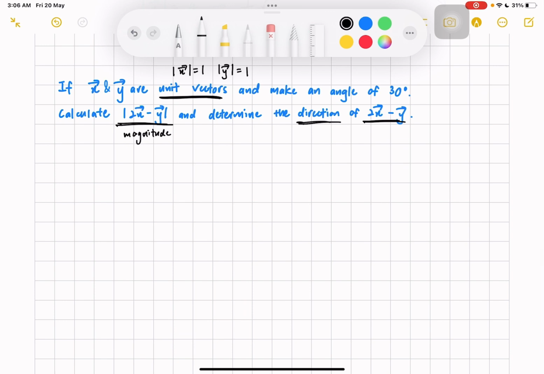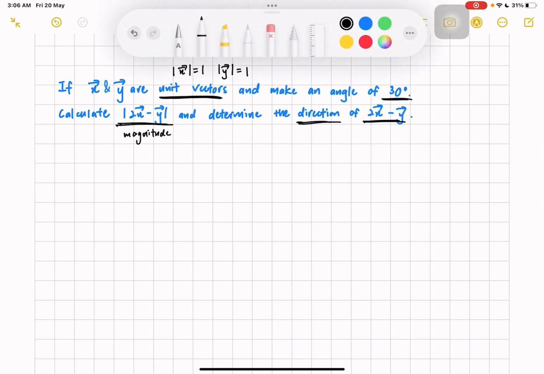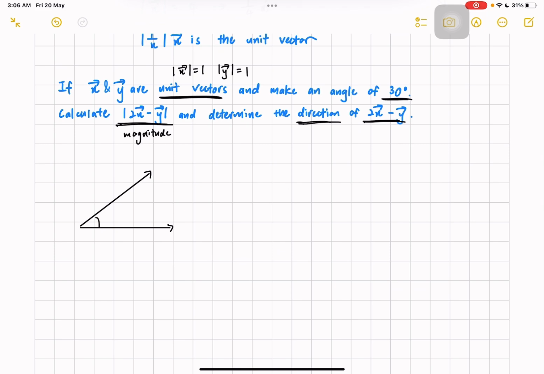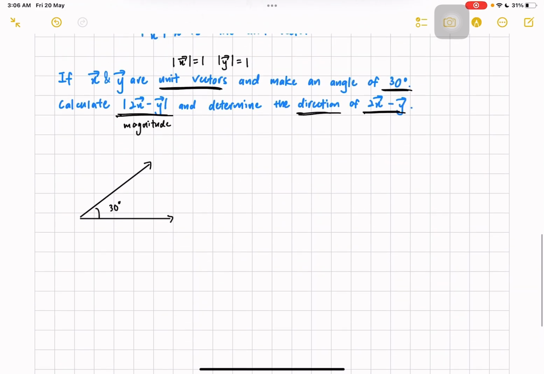Since they make an angle of 30, as we learned before, we can draw them out. Let's say this is vector x and this is vector y. Remember, if they make an angle between them, the vectors are arranged tail to tail. So this would be 30.